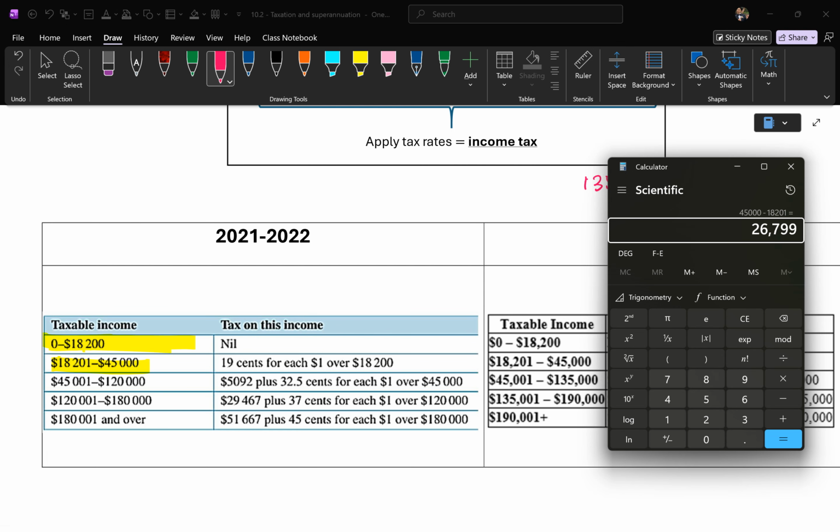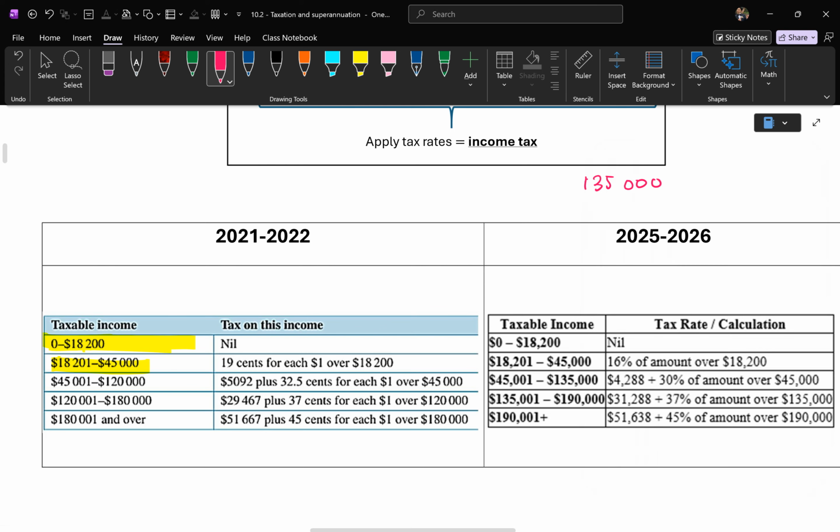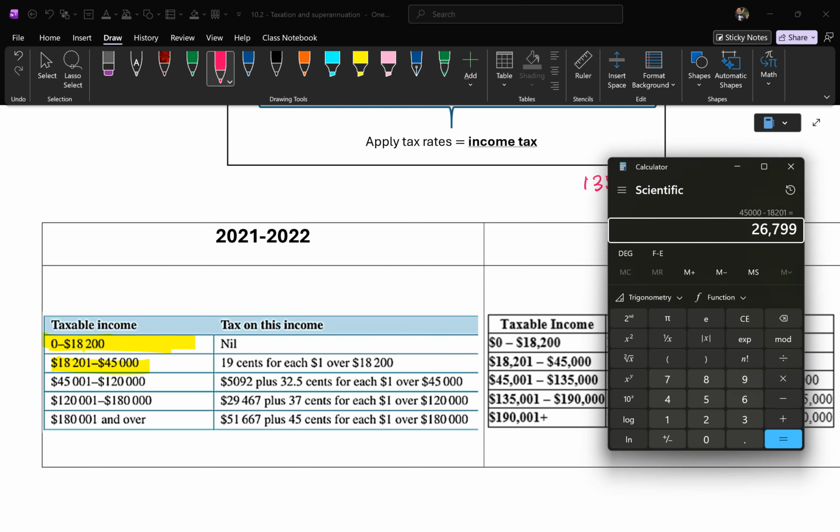From that amount, what are they taking? If you're looking at this table, it's 16% of that amount. If it's this other table, they'll do 19 cents times that amount. So let's say I took the first table, it'll be 19 cents, 0.19, times 26,799. That's part of the tax that I'm going to be paying. But because I earn 135,000, they're going to move on to the next part.